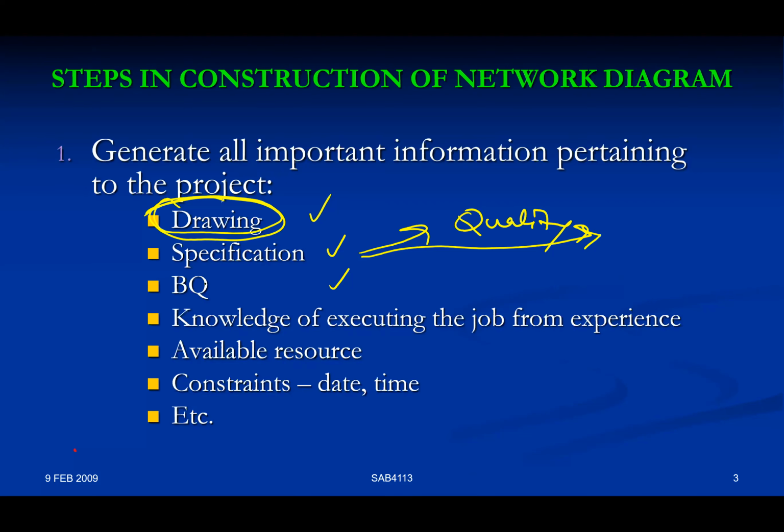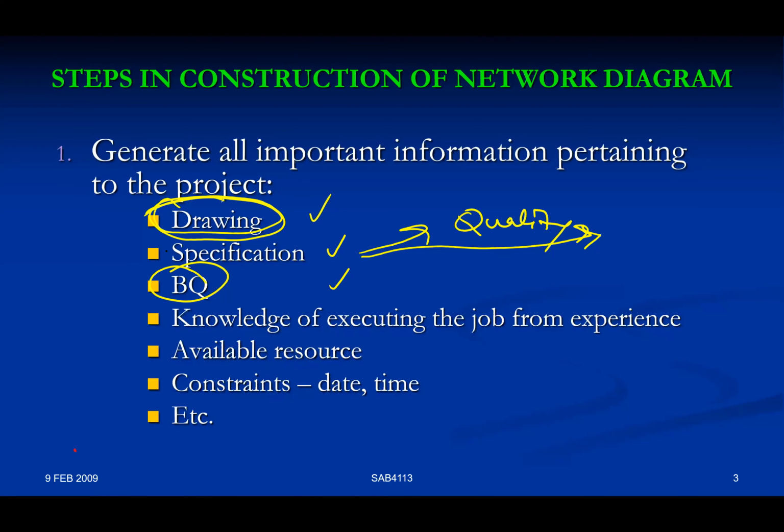And BQ, for sure you need it, because you need to calculate the duration of an activity based on the productivity rate. So BQ is there. And later on, you also need to know the cost of each activity. From the BQ, you know the quantity, and from that you can calculate the cost of each activity, given the resources that you know. Resources, I mean man and machine, other than material.